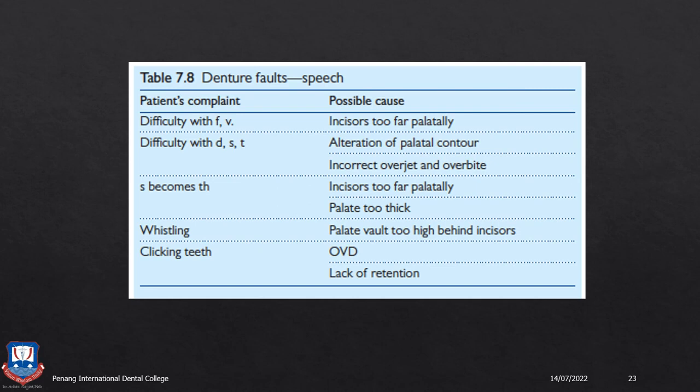So this is a table which shows basically what I told you just now. If the patient has difficulty in pronouncing linguodental sounds or labiodental sounds or sibilants, then you know what the problem is. And also you have to check for clicking of the teeth. If clicking of the teeth is there, that means the vertical dimension is increased, and or the dentures are loose. While speaking, the denture slowly comes down, and the clicking of the teeth is heard. So all these things need to be verified beforehand at the try-in appointment, before the finalization of the denture processes.